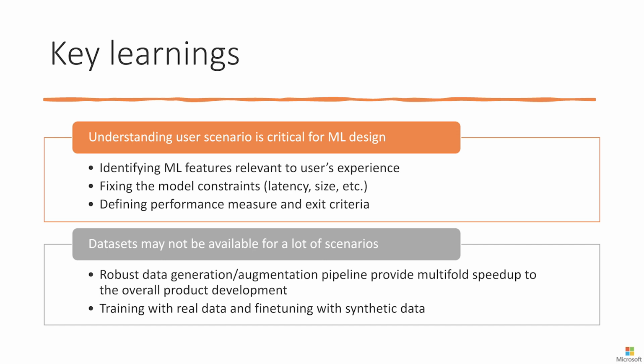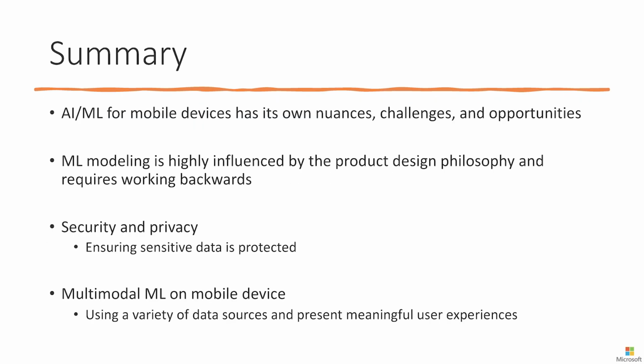And a major challenge is that the data set may not be available for many scenarios, right? So how to do that? And in summary, AI ML models for mobiles have their own set of nuances, and typically ML modeling is highly influenced by the product. So the M365 product app influenced many of the design decisions that we took in our solutions, and it requires working backwards. We try to understand the overall end user scenario first, and then try to model it. Security and privacy is a different topic on its own, but we need to ensure that the sensitive data is protected and not shared.